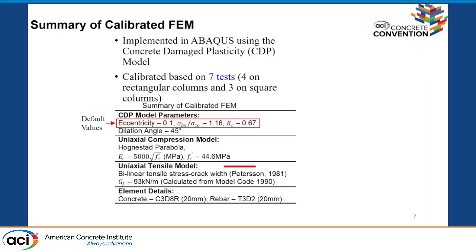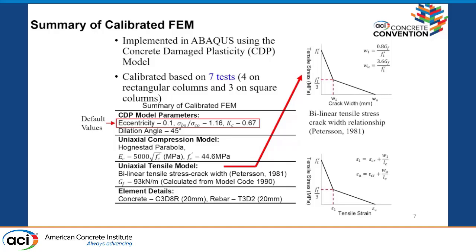We used some parameters which are default in Abaqus. We used a parameter which is important, dilation angle. We used tension modeling. We used compression modeling. All this that I'm showing here was a separate research which lasted a year and a half or 2 years. So I'm not going to go into details. I'm just going to tell you and hope you trust me that it was well calibrated.